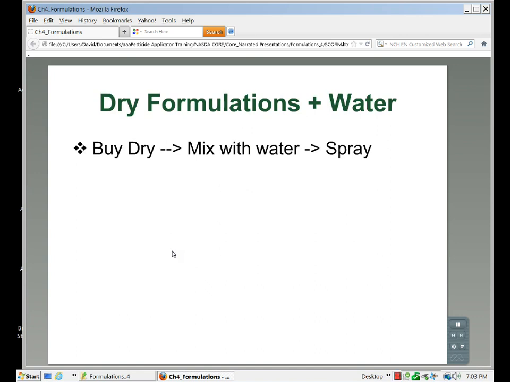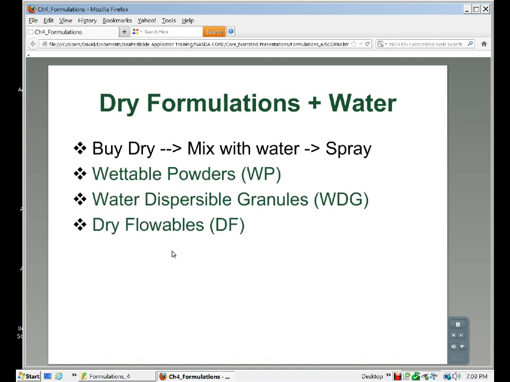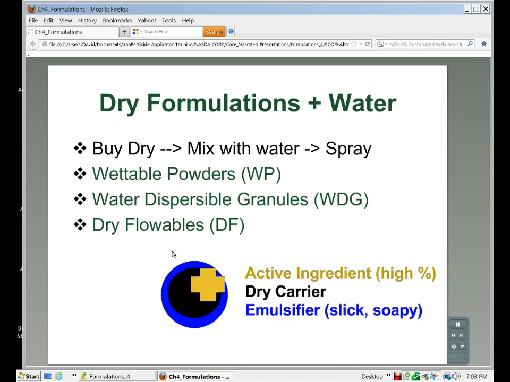There are several formulations that are sold dry, but are intended to be mixed with water. These include wettable powders, water-dispersible granules, and dry flowables. These are all fairly similar formulations, with the exception that wettable powders are very light and airy and more difficult to measure. The active ingredient is attached to the outside of a dry carrier. An emulsifier is added to help with mixing them into water. When the dry material that holds the active ingredient is mixed with water, the dry material is suspended in the spray water.